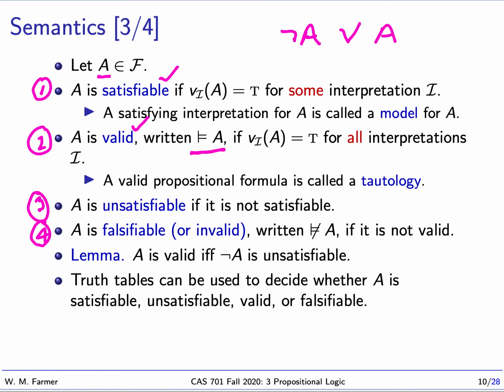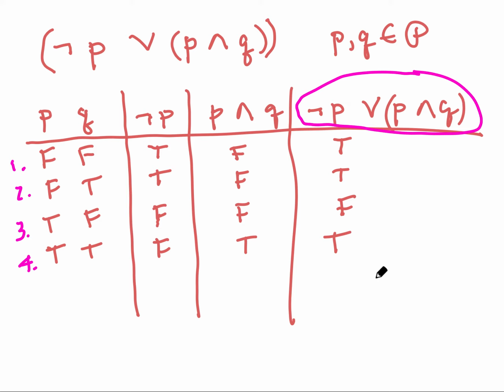And we have this formula right here. Is this formula satisfiable? Now, satisfiable means it's given the truth value true for at least one interpretation. Yes, it's actually given in 3 different cases here. So yes, this is satisfiable. Is it unsatisfiable? Unsatisfiable means it's not satisfiable, which would mean that we'd have falses all the way down.